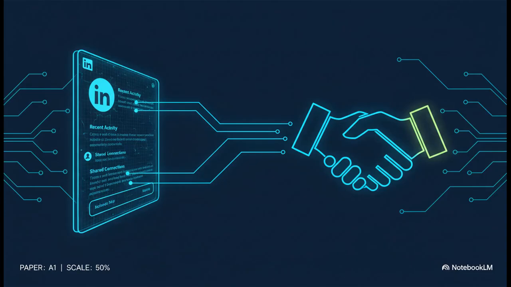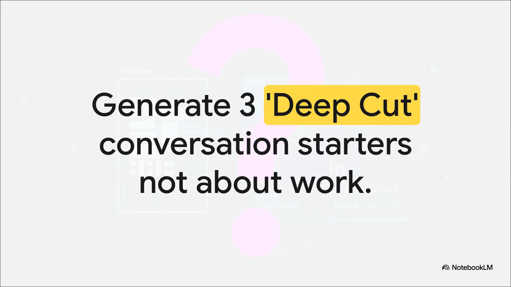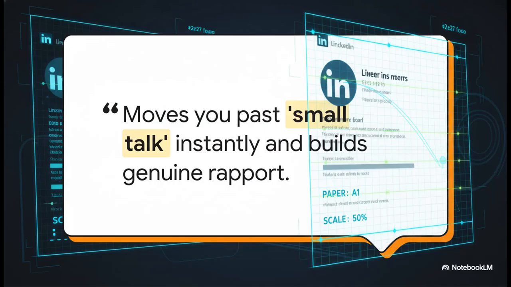And finally, we have the warm handshake protocol. This one is for those really high-stakes moments. A big sales meeting, a job interview, a key networking opportunity. So, about an hour before your meeting, you generate a digital twin of the person you're about to meet. You ask the AI to scan their non-work activity, their volunteering, personal posts, interests, and generate what I call deep-cut conversation starters. What really motivates them outside of their 9 to 5? This is the power of preparation in action.